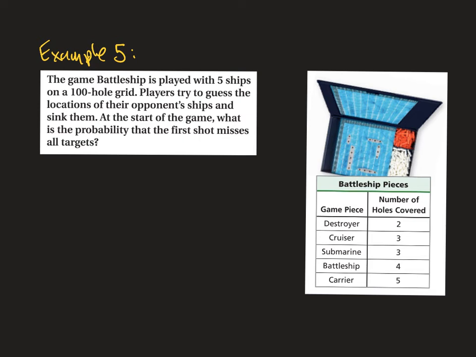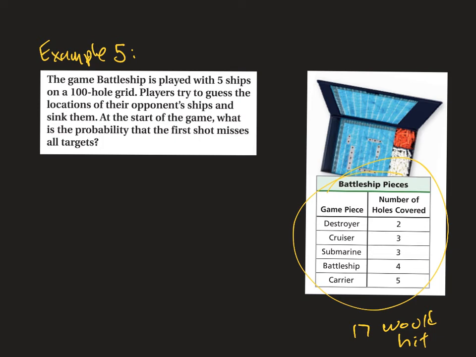However, in this chart over here, we have the total for all the places where you would hit a ship, right? 2 plus 3 is 5, plus 3 is 8, plus 4 is 12, plus 5 is 17. So these are the 17 places where you would hit a ship. Did I add that right? 9 and 6, yep, 17.